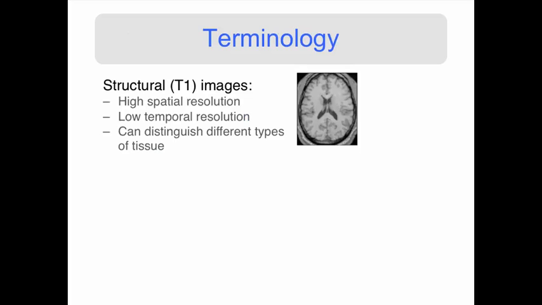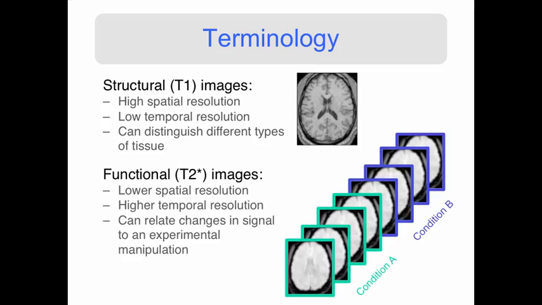In fMRI, we acquire both structural and functional images. The structural images are often T1 weighted images. And so they're high spatial resolution, so you can make out fine anatomical detail by looking at them. However, they have no temporal resolution because they're only static images. But using these images, we can distinguish between different types of tissue and make determinations about which brain regions are located where. Functional images, on the other hand, are T2 star weighted images.